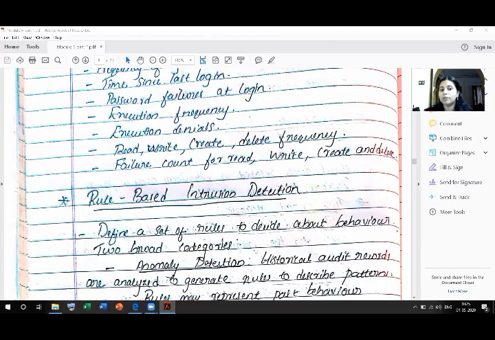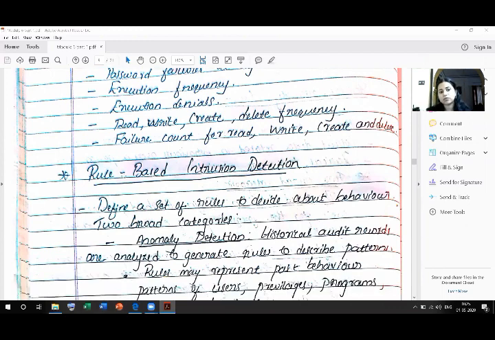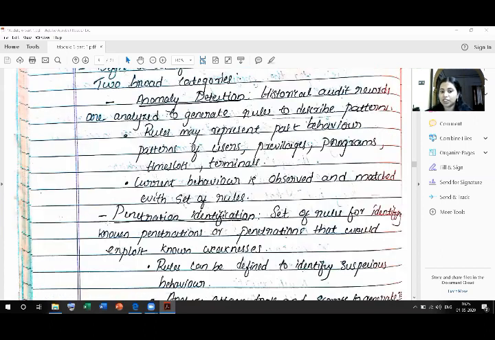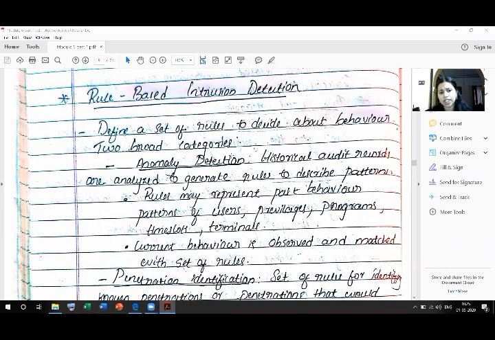Next one is rule-based intrusion detection. In rule-based intrusion detection, they define a set of rules to decide about the behavior, in two broad categories. First one is anomaly detection, then penetration identification. In anomaly detection, historical audit records are analyzed to generate rules to describe patterns. Rules may represent past behavior patterns of users, privileges, programs, time slots, or terminals. Current behavior is observed and matched with the set of rules.